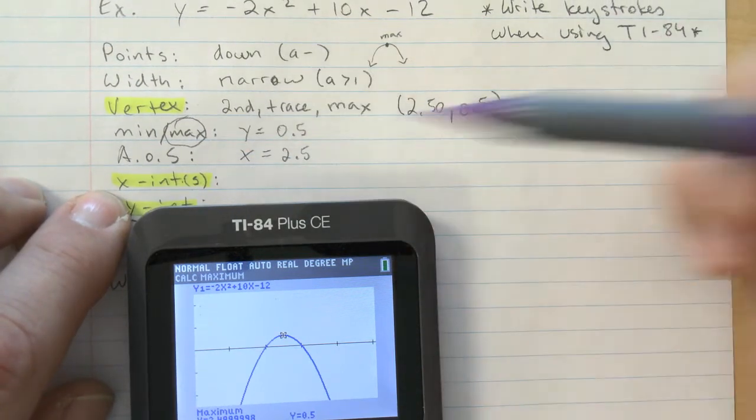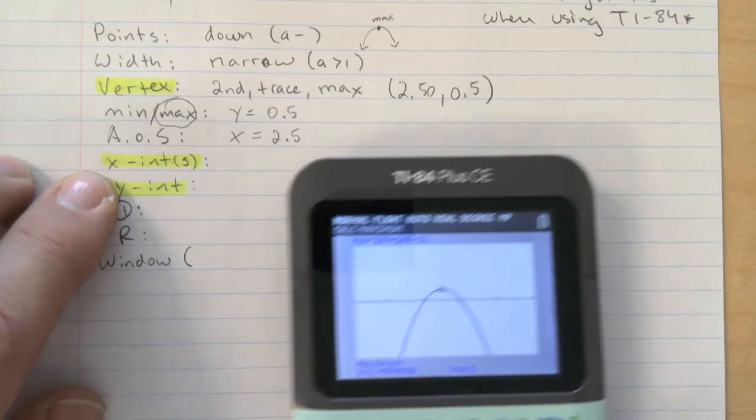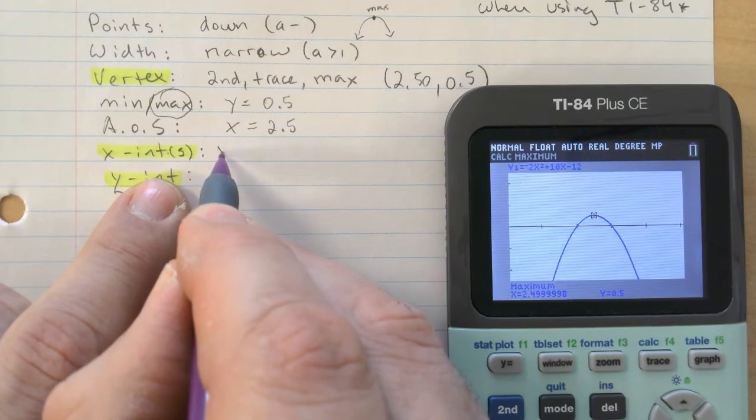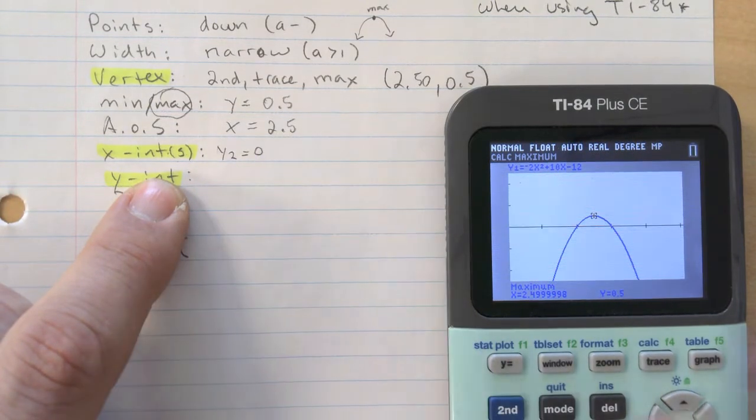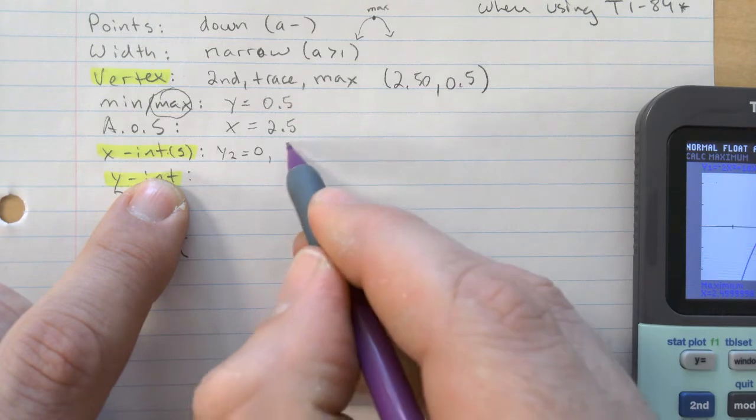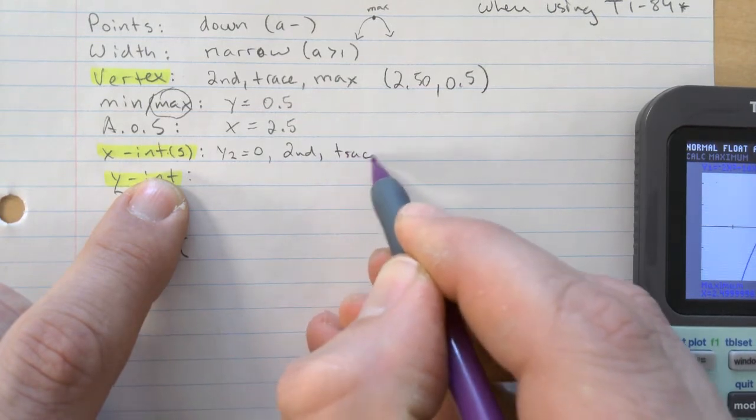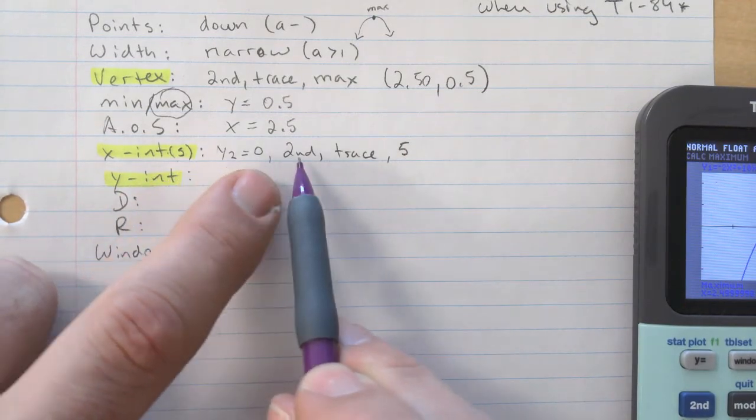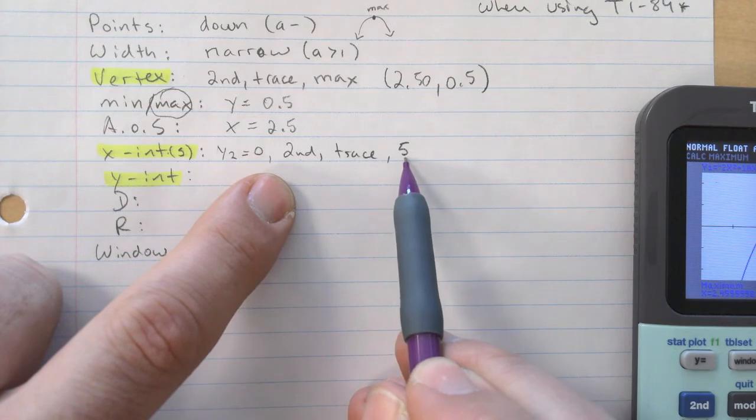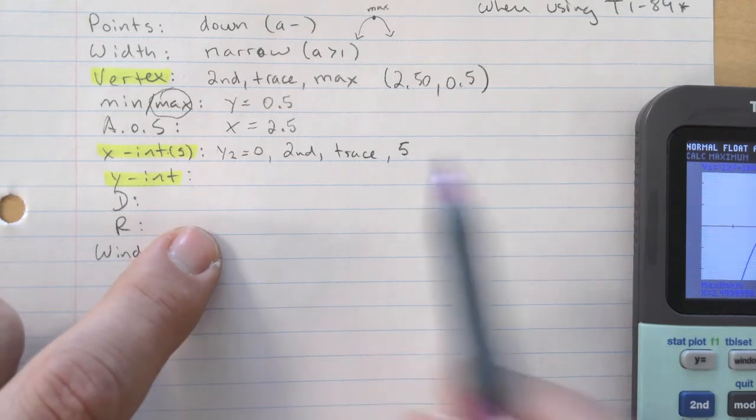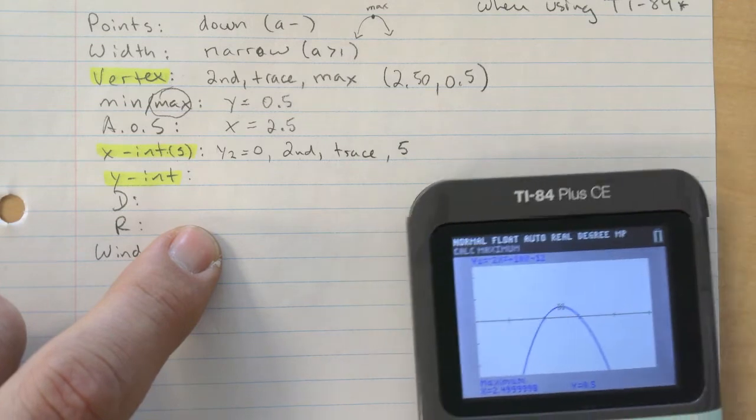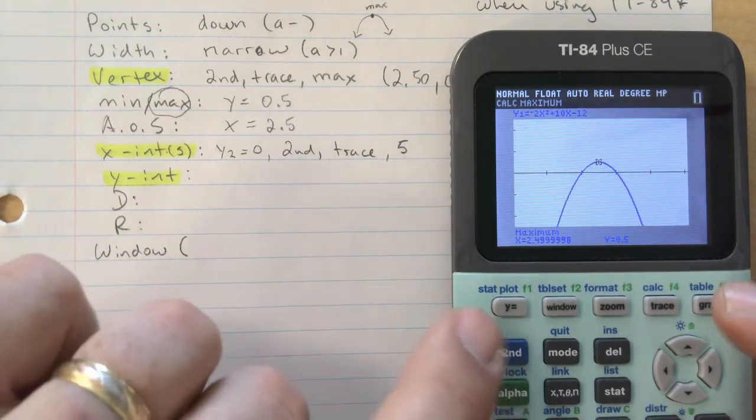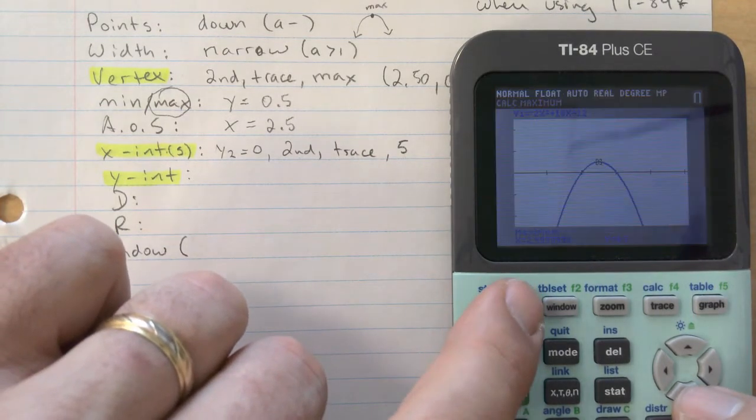And now we're going to find the x-intercepts. I will first type down the keystrokes. I'm going to say y2 is equal to 0, just like we did before. Second, trace 5, right? I'm letting y2 equal to 0, then I'm going to go second, trace, intersect. That's what 5 stands for. And let's go ahead and do that. You don't have to tell me that you're going to do this 2 times, because you're going to have to do this 2 times.